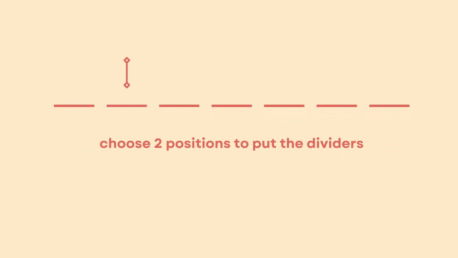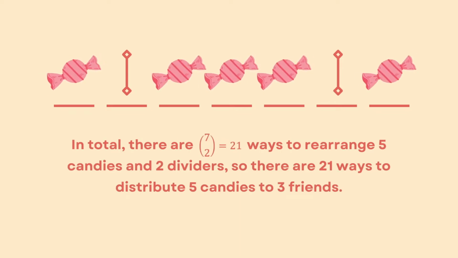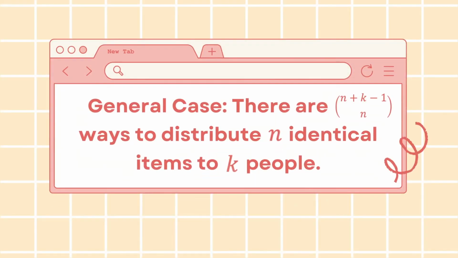There are 7 spaces in total, and we can choose 2 positions for the dividers and fill in the other 5 spaces with candies. In total, there are 7 choose 2 ways to rearrange the 5 candies and 2 dividers, so there are 21 ways to distribute the 5 candies to 3 friends. In the general case, we can follow the exact same steps to show that there are n plus k minus 1 choose n ways to distribute n identical items to k people.